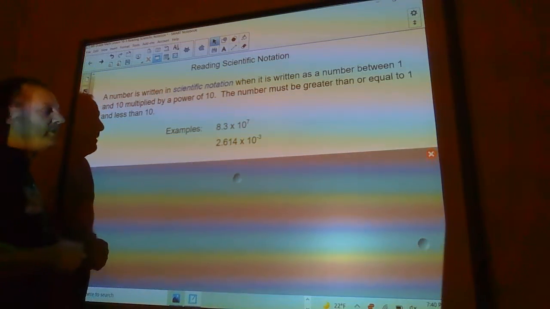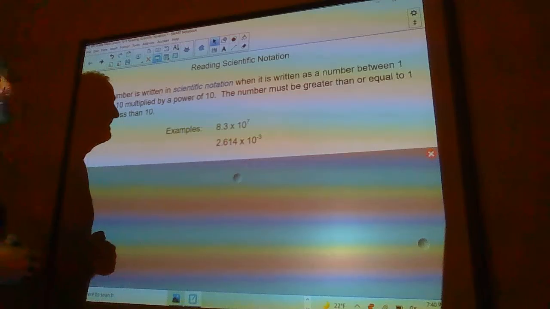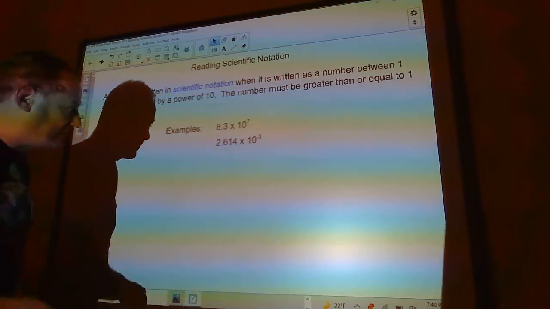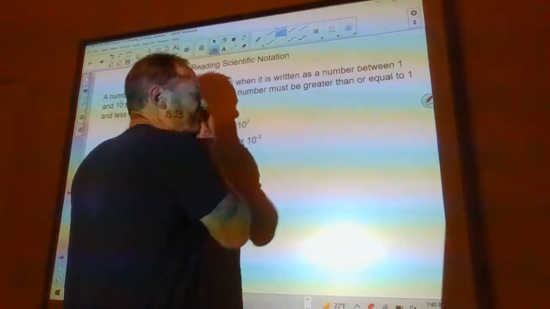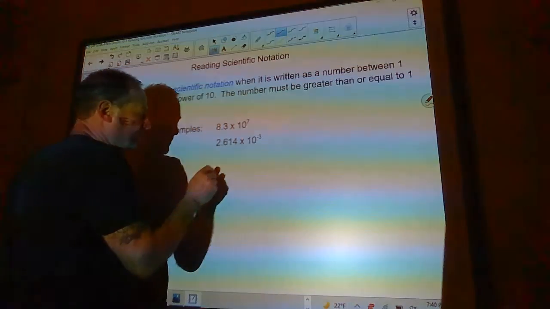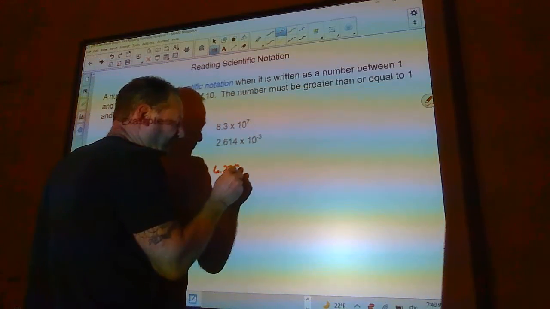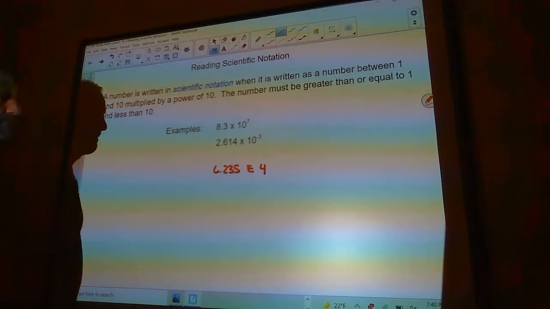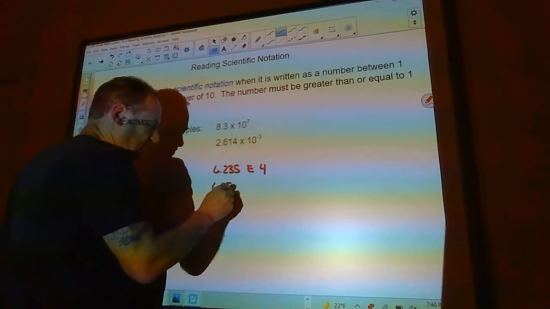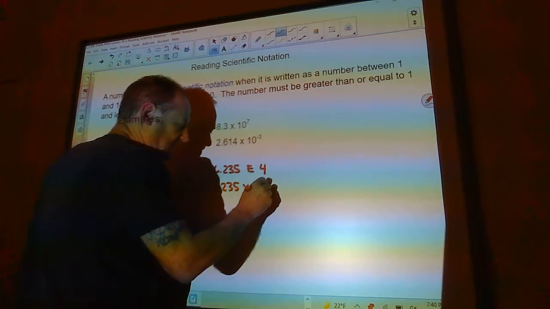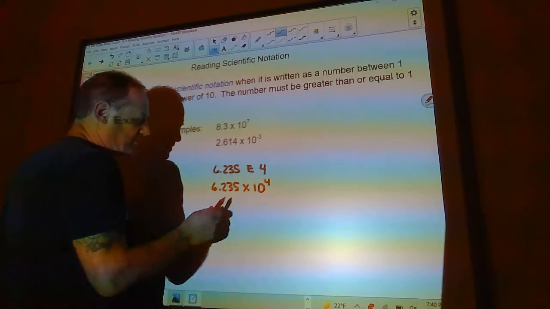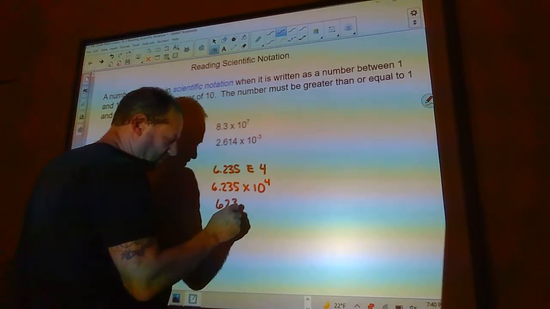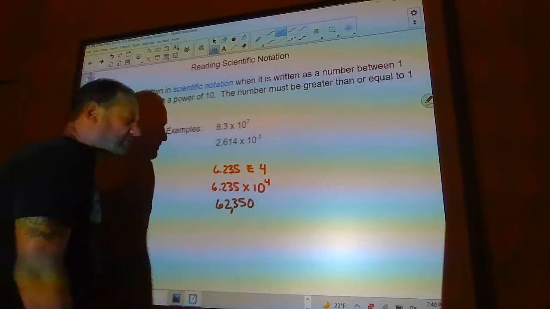Okay? 2.614 times 10 to the negative 3 power. Also scientific notation. Now, a lot of times on your calculator, you'll get something like 6.235 E4. Okay, what that means is 6.235 times 10 to the 4th power, which just means move the decimal 4 places to the right. So this would be 1, 2, 3, 4, 62,350.